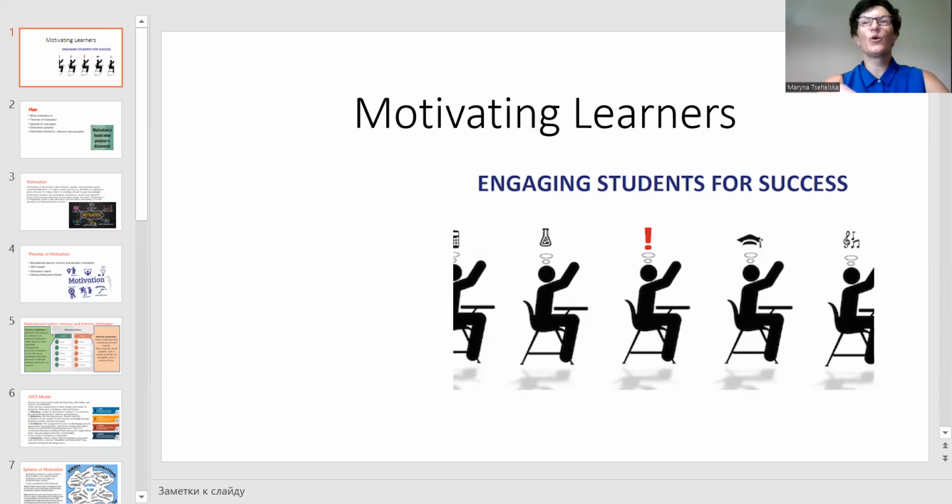Hello and welcome to the fourth session on the ELT course. In this session, we will learn about how to motivate learners and what a teacher should do to have learners who learn deeply and develop as 21st century learners.